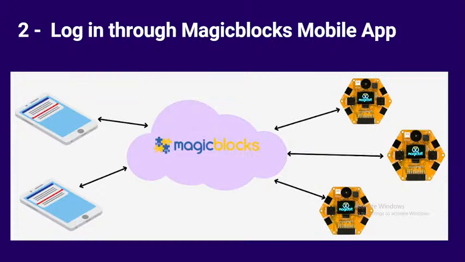You can connect to Magicblocks through your mobile phone using the Magicblocks mobile app. There's a mobile app for this Magicblocks platform. Instead of searching for Magicblocks through the web browser, you can just have a mobile app, which is very easy to use rather than the earlier method. Now we'll see how you can use this mobile app to do our IoT applications.